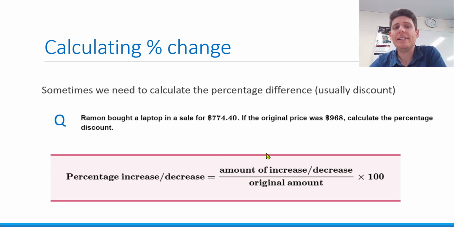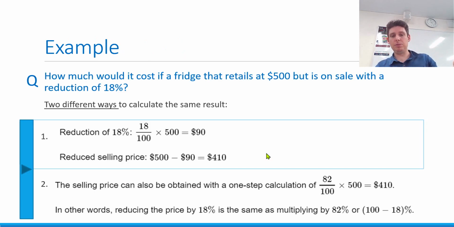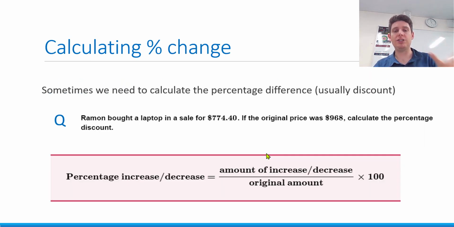All right, another thing we can do is calculating percentage change. Sometimes we need to calculate the percentage difference. So in the previous example, we had $90 taken off. Let's say we didn't know that that was 18%. We want to calculate how much that $90 is of $500. This is called percentage change. And we simply do the amount of increase or decrease. In the previous example, it was $90. Decrease divided by $500 and times that by 100. And that gives you the percentage decrease.